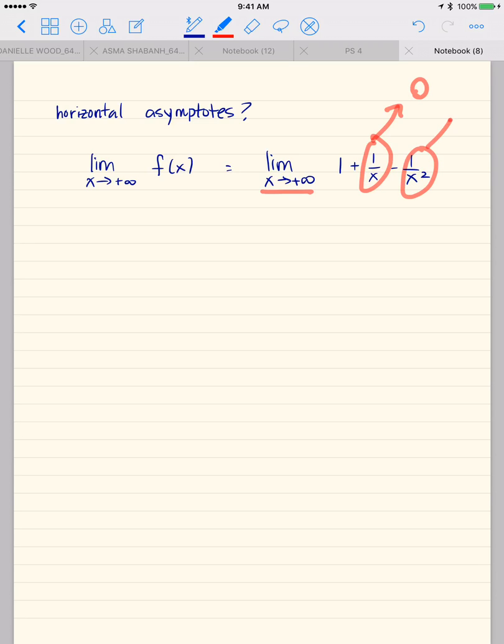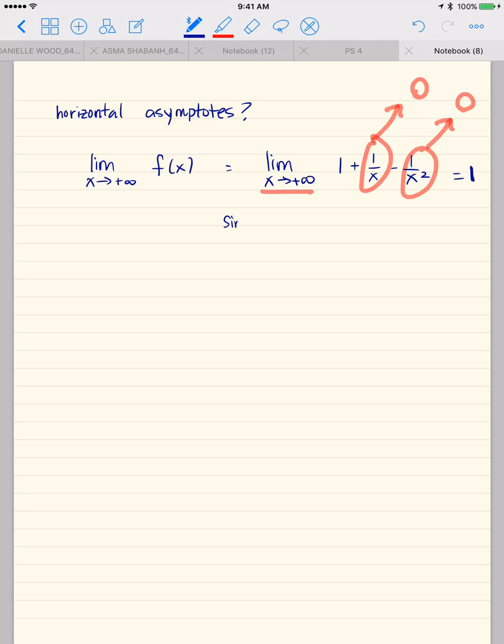Okay, so we'll say limit as x goes to plus infinity of f of x is equal to the limit as x goes to plus infinity. Now this time I'm going to use this format of f of x because it's easier: 1 plus 1 over x minus 1 over x squared. Now notice that as x goes to plus infinity, 1 over x goes to 0 and 1 over x squared goes to 0 even faster. So this limit is going to equal 1.